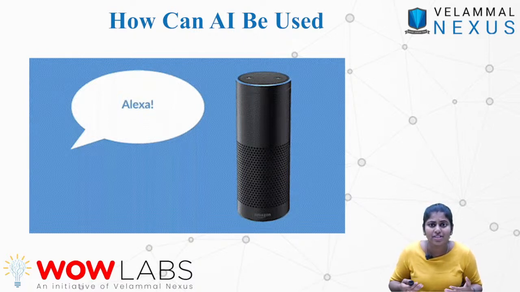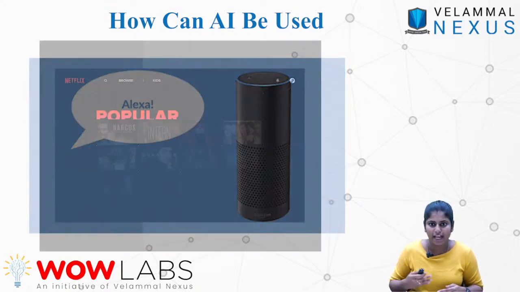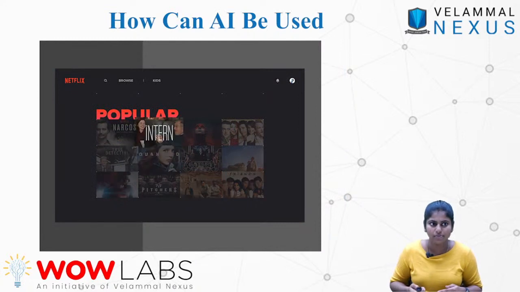Alexa uses different strategies like voice recognition and natural language processing to recognize and process human voice commands into understandable statements. These are all forms of artificial intelligence. They fit our definition of using machines to complete tasks that humans would traditionally perform. Second example would be the Netflix recommendation system.